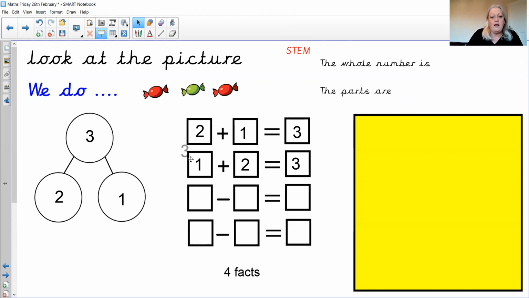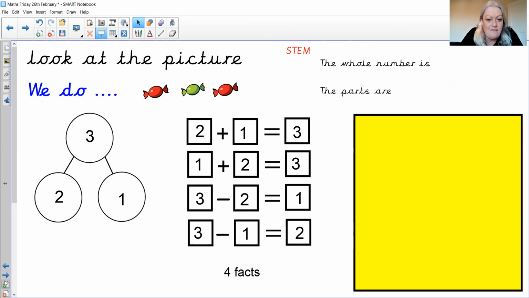So we're going to start with our whole number. We're going to take away one of our parts, 2, to leave us equals our other part. Or we could have 3, our whole number, take away this part, 1, and it leaves us with 2. That's right.